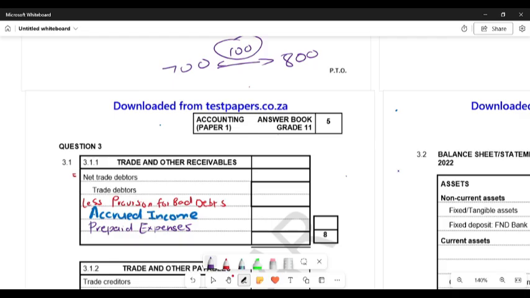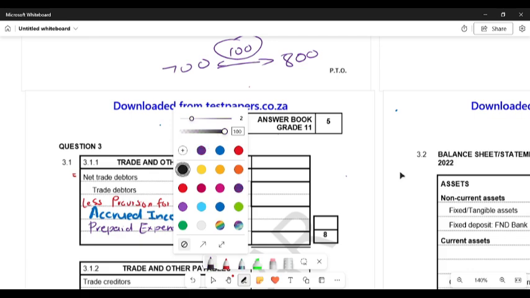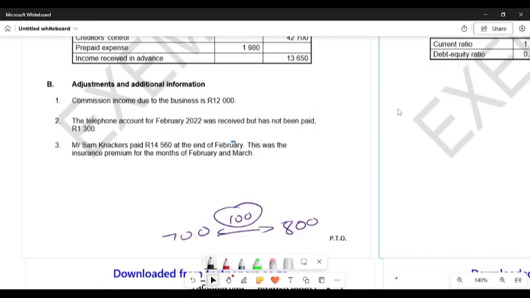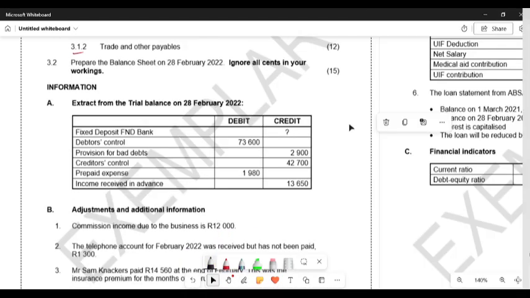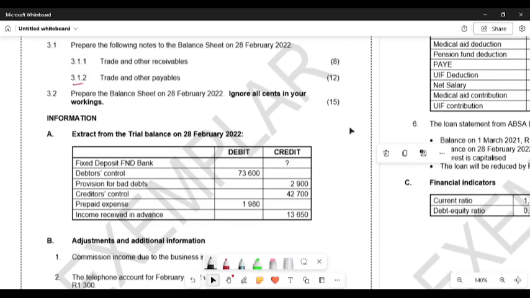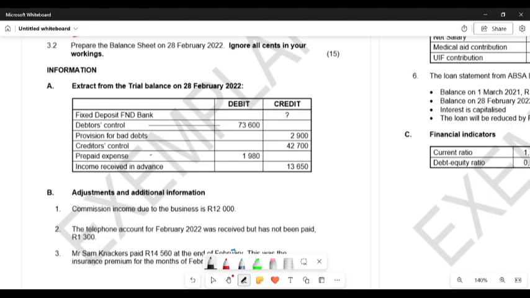Accrued income, this is the income that you didn't receive fully. As a result, you are entitled to receive that income. Hence, you're going to include it under your trade and other receivables, right? So let us go and identify each of these line items. So starting off with the first one, we're going to start with our trade debtors. And remember, I said trade debtors, this is your debtors control, taking into consideration any adjustments that have to do with debtors, right? So let me go on the information that I'm given here. So my debtors control balance, here it is. It's given as 73,600, right?